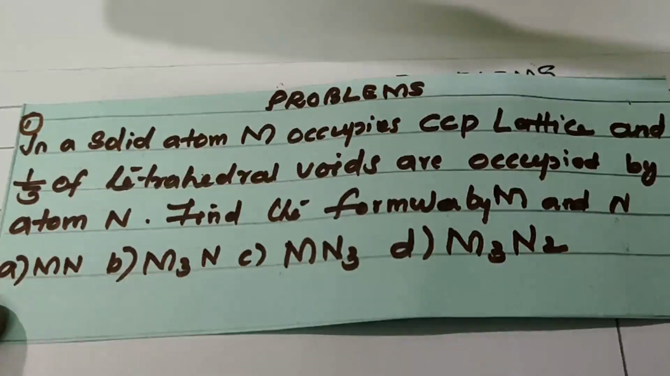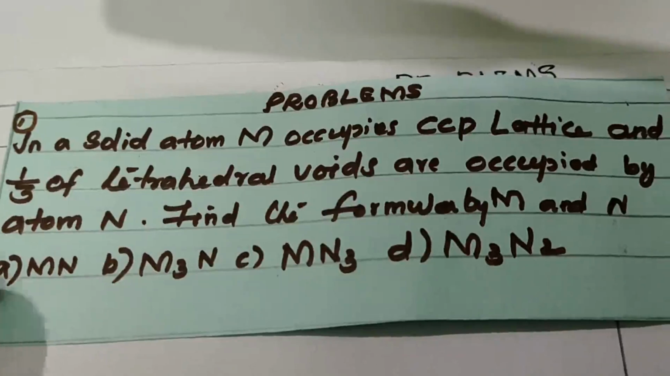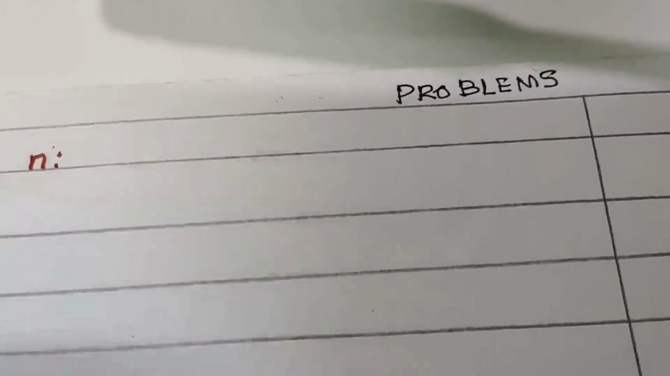That is, in a solid, atom M occupies a CCP lattice. We know that in CCP, the number of octahedral voids is taken as n, and the number of tetrahedral voids is taken as double that, 2n. Here M occupies the lattice; the number of octahedral voids is equal to n, and the number of tetrahedral voids is equal to 2n.